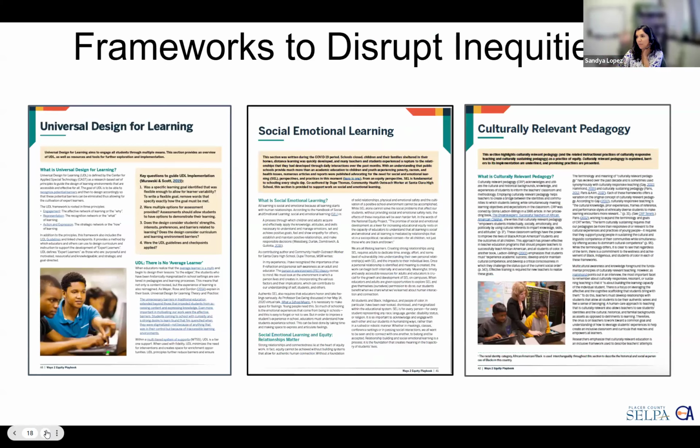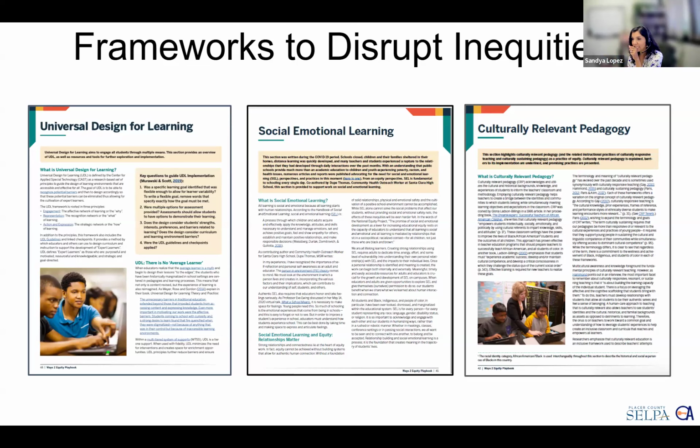And so, digging a little deeper into those frameworks, these are the frameworks to disrupt those inequities. The culturally relevant pedagogy section highlights culturally relevant practices and responsive teaching and culturally sustaining pedagogy as a practice of equity. Culturally relevant pedagogy is explained in this section. Barriers to its implementation are underlined and promising practices are presented. The SEL section was written during COVID, so I want to make sure I share that. This is when schools were closed, children and their families sheltered in their homes. Distance learning was quickly developed, and many teachers and students experienced a rupture to the relationships that they had developed through those daily interactions. We still see the lingering effects of that, and so there's still a lot of relevance to this section, although it was written during that time frame.